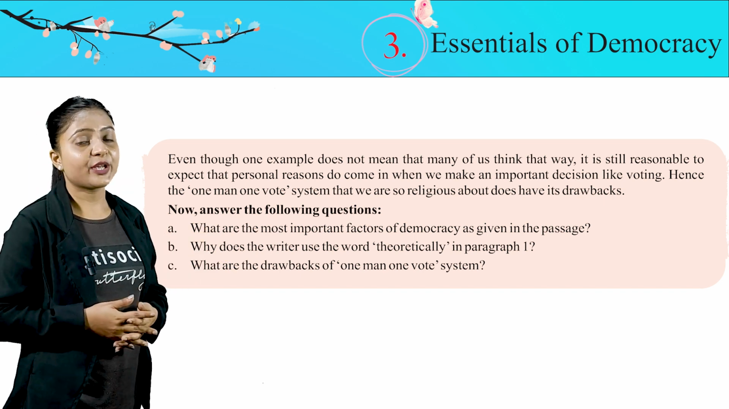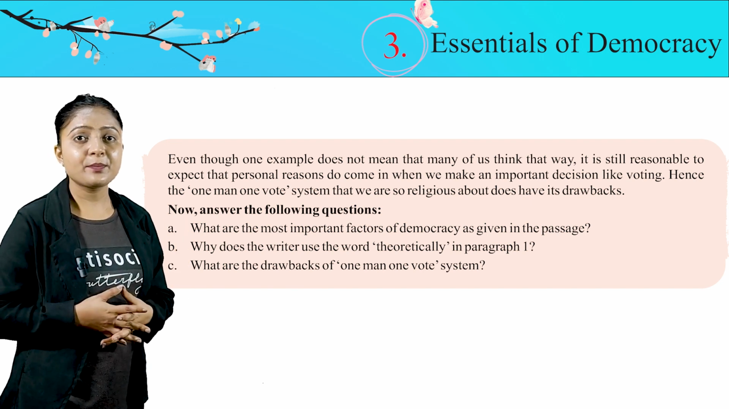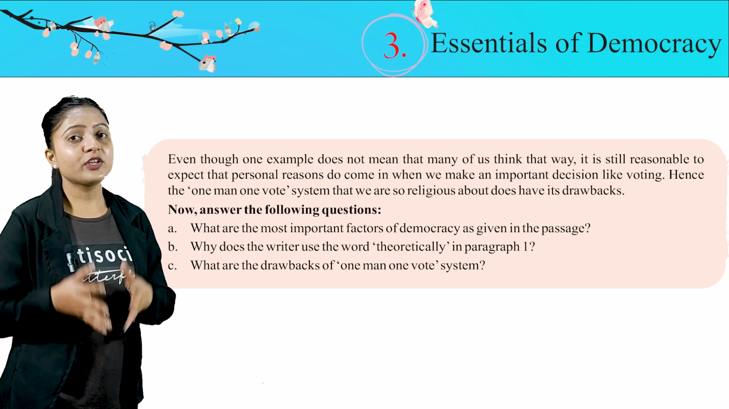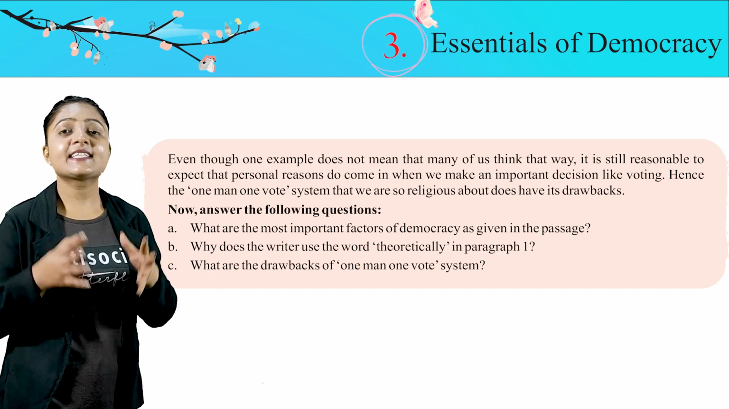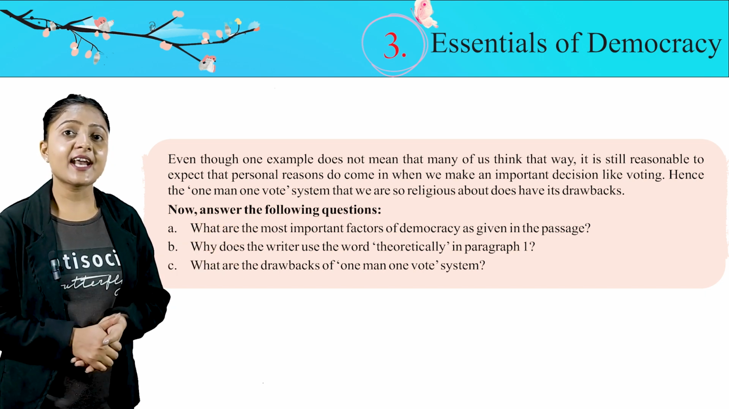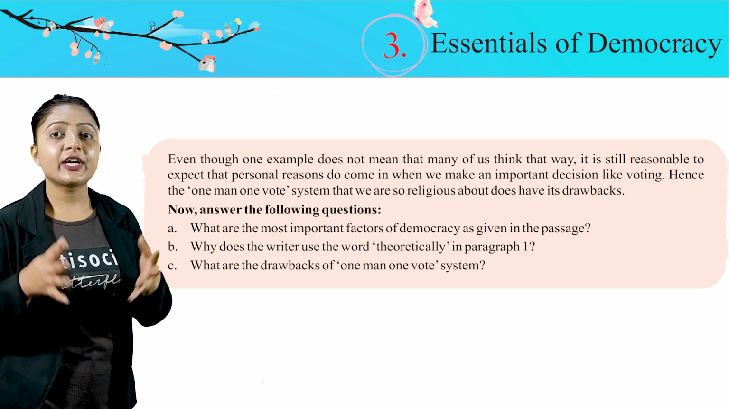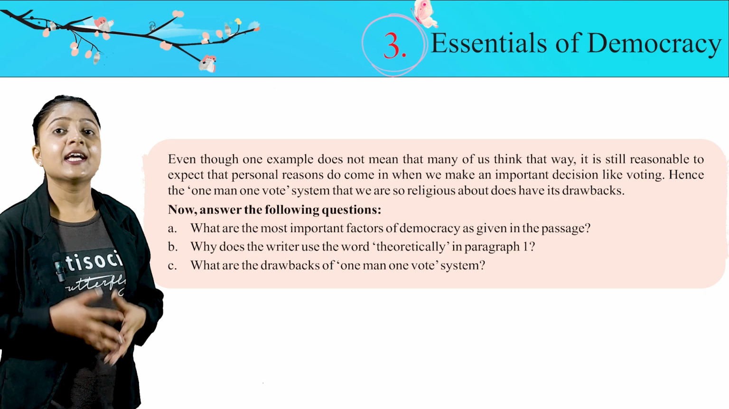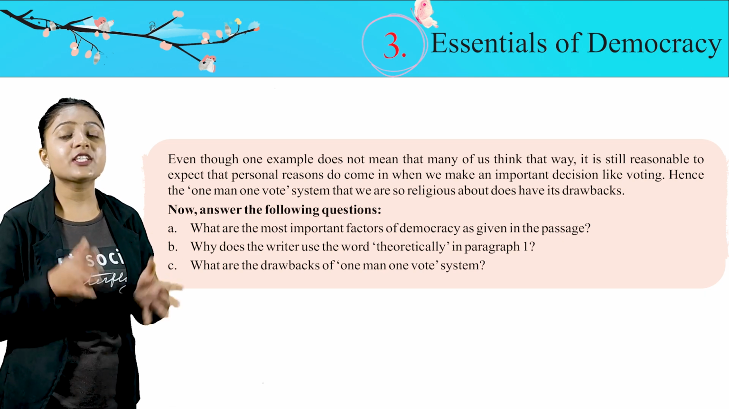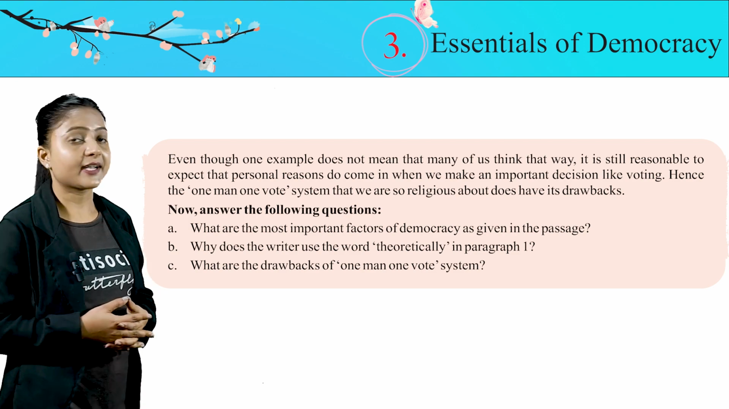Now answer the following questions. A. What are the most important factors of democracy as given in the passage? The most important factor of democracy is that people choose the government. B. Why does the writer use the word theoretically in paragraph first? The writer used the word theoretically because theory is different from practical.